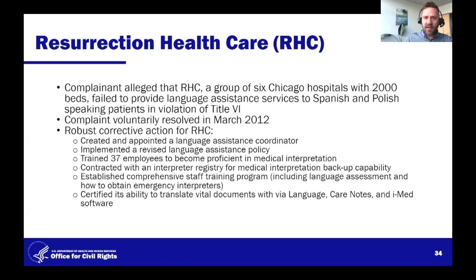To resolve the complaint, OCR agreed to appoint a language access coordinator, train 37 employees as interpreters, contract with an interpreter agency to provide backup services, and establish a comprehensive employee training program on its revised language assistance policies and procedures.